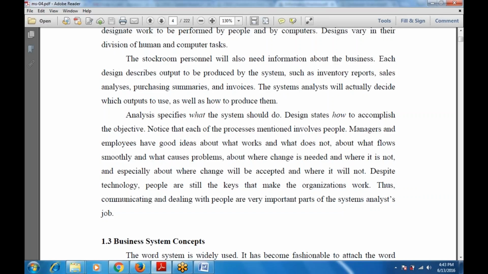And each of these processes is required, a mandatory part of system development. One is the analysis, one is the design.